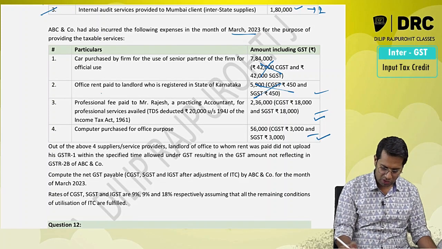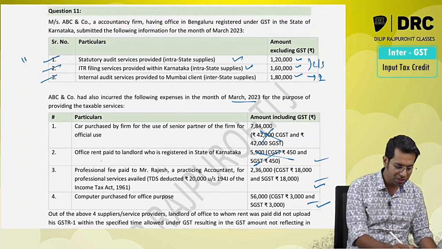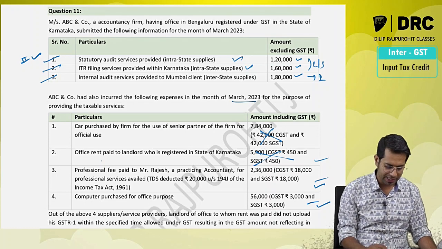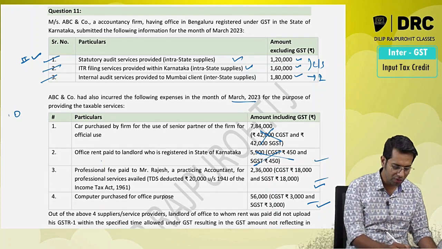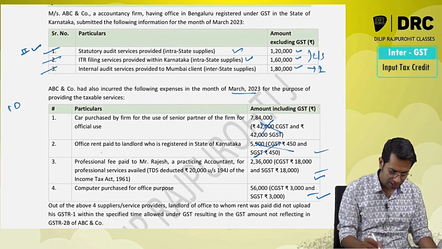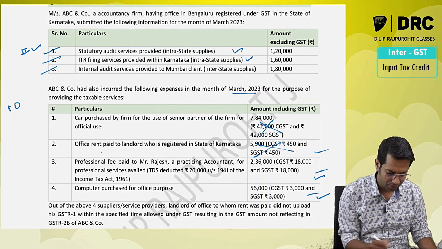So this also and this also you can take input tax credit. So first step, computation of tax on outward supply. Second step, computation of total ITC allowed. So I'll just quickly do it.